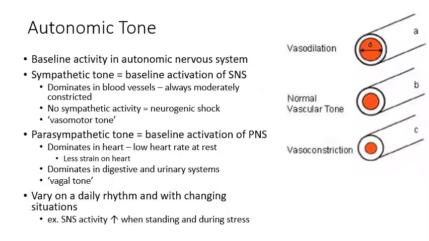So you have two types of autonomic tone. You have sympathetic tone and parasympathetic tone. Sympathetic tone is the activation of the sympathetic nervous system at rest. Parasympathetic tone is the activation of the parasympathetic nervous system at rest. Of course, when you're at rest, the parasympathetic nervous system should be dominating because that's the system that's associated with rest and digest. But you also have the SNS active at rest.